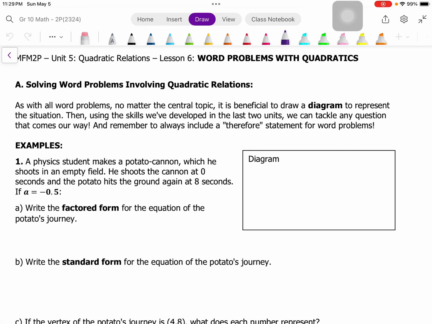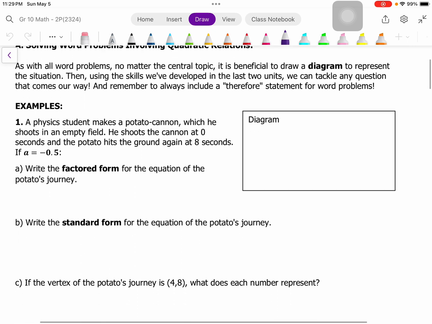In this lesson, we're going to use our knowledge of quadratic relations of standard and factored forms of the quadratic equation and our algebraic skills to go between the two forms to solve some word problems. As with a lot of word problems, it can be helpful to draw a diagram. We don't have to graph our quadratic relation, but a quick diagram can help us to represent the situation and see different parts of the relationship. So let's take a look at a few examples here.